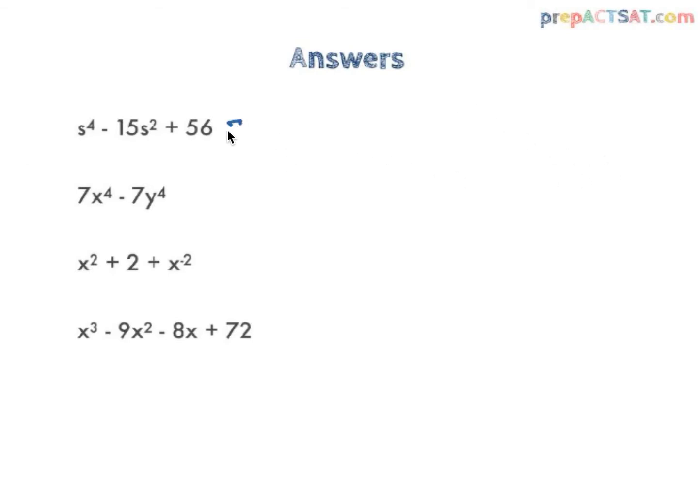So this type looks like a quadratic but isn't, so s squared. 56 divides by 7 and 8, and those add to 15, so minus 7 and minus 8. There you go.